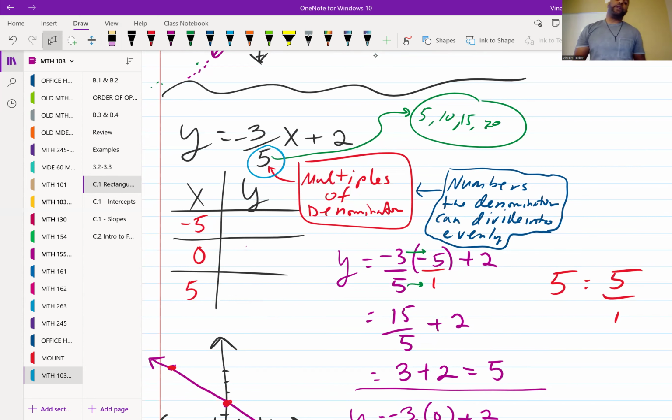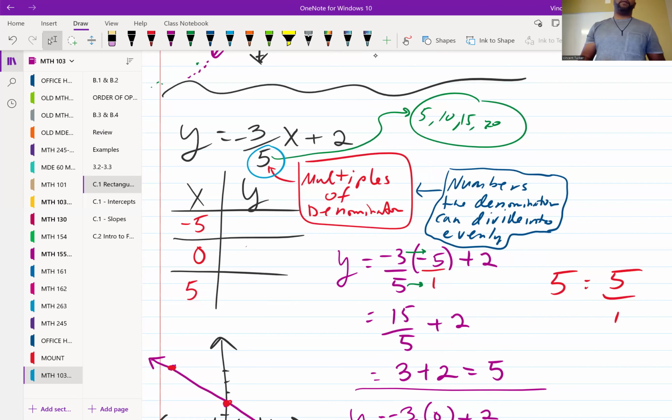So if I have y equal to -3/5 x plus 2, I want to choose a value that's going to be a multiple of my denominator. Or in other words, it's a value that my denominator can divide into evenly. So in this case, since my denominator is 5, I'll choose values like 5, 10, 15, 20, 25, 30, or negative versions of that, -5, -10, -15. If it was 7, I would choose multiples of 7, 7, 14, 21, 28. If it was 11, choose multiples of 11, 11, 22, 33, 44, 55.